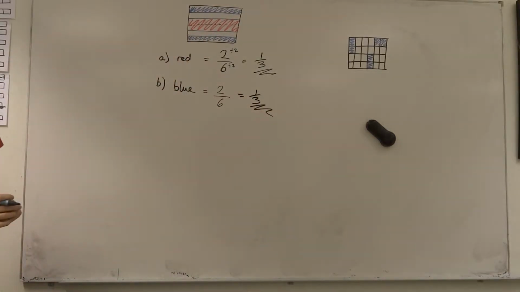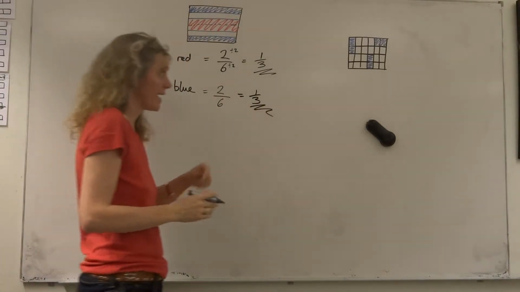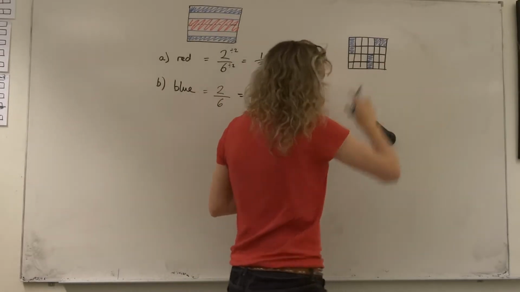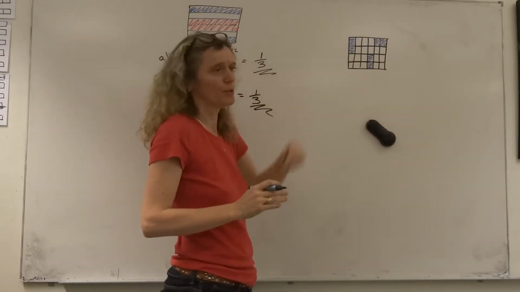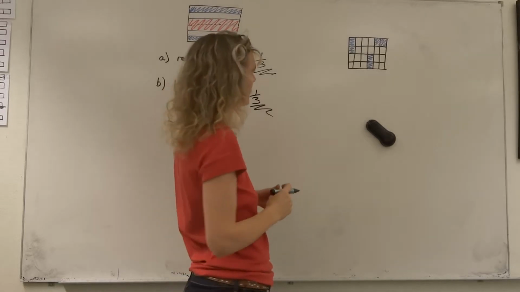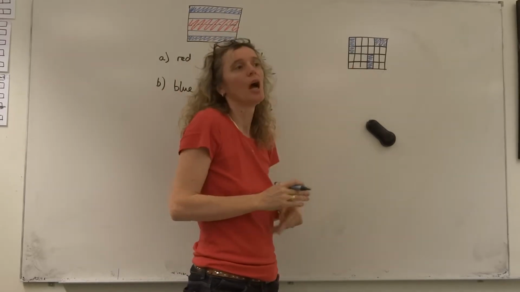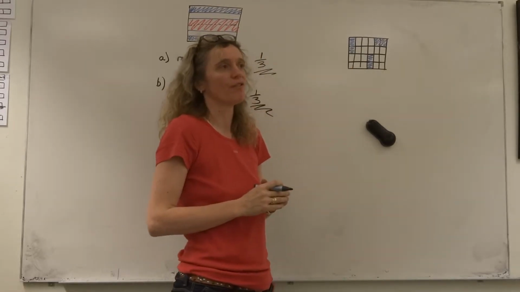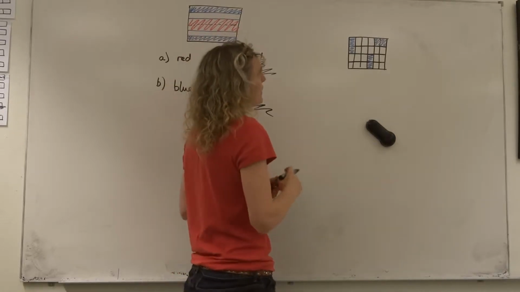Blue, we also have 2 parts that are blue, 2/6 in total, giving us 1/3 of our flag was blue. Then it says, we've got a matrix here with blue squares and white squares, and it's wondering how much of this shape is the fraction of blue squares.